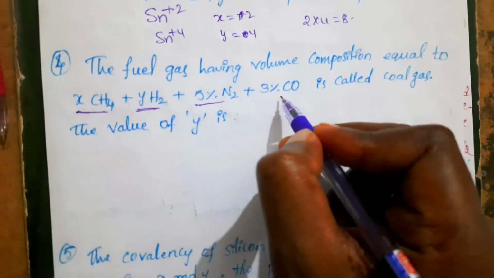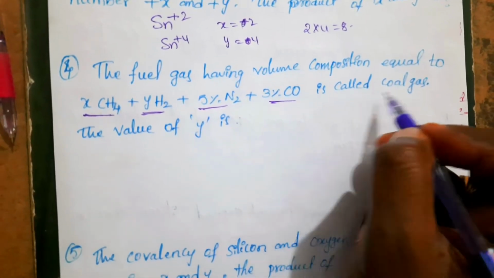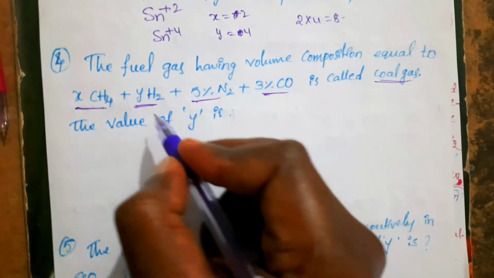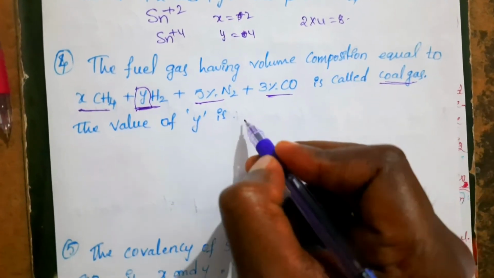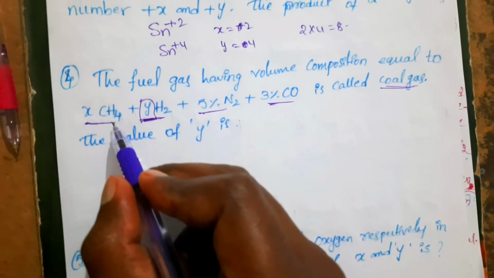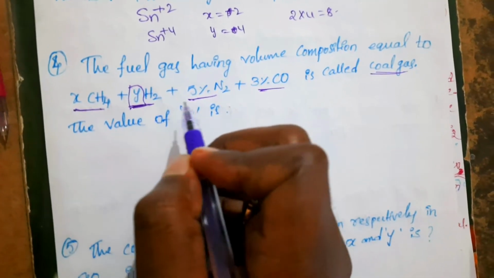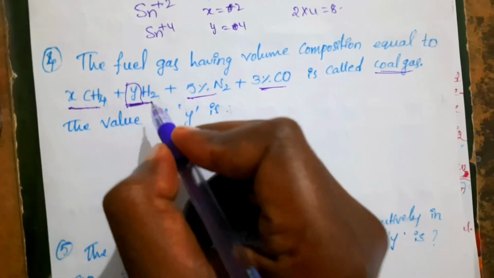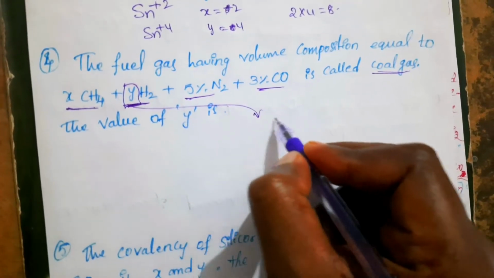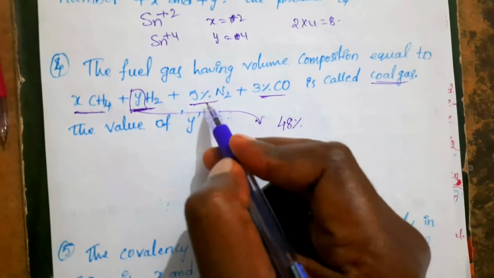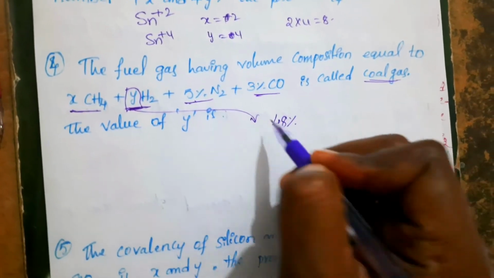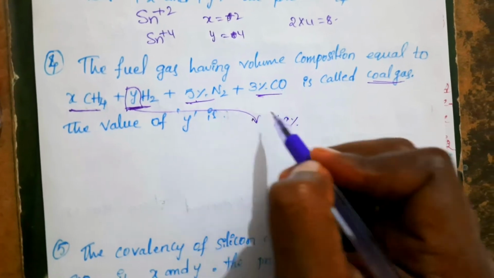Next one, the fuel gas having volume composition equal to X% methane, Y% of hydrogen, 5% of nitrogen, and 3% of carbon monoxide is called coal gas. What is the Y value they are asking? In coal gas, the components present are methane, hydrogen, carbon monoxide and nitrogen. Here the percentage of hydrogen will be around 48%, with 5% of nitrogen and 3% of carbon monoxide.